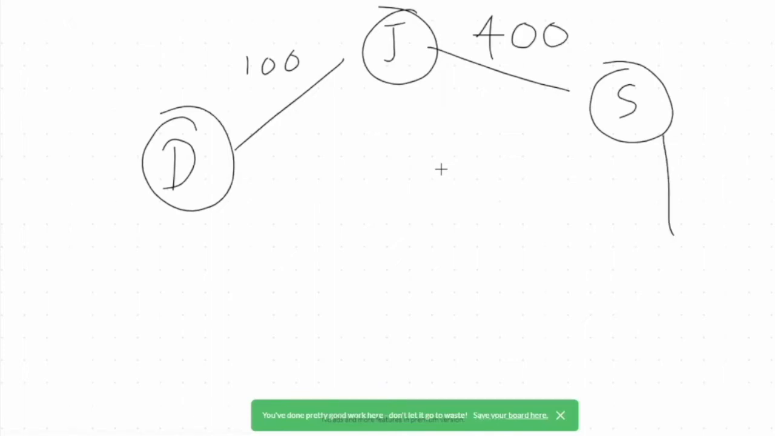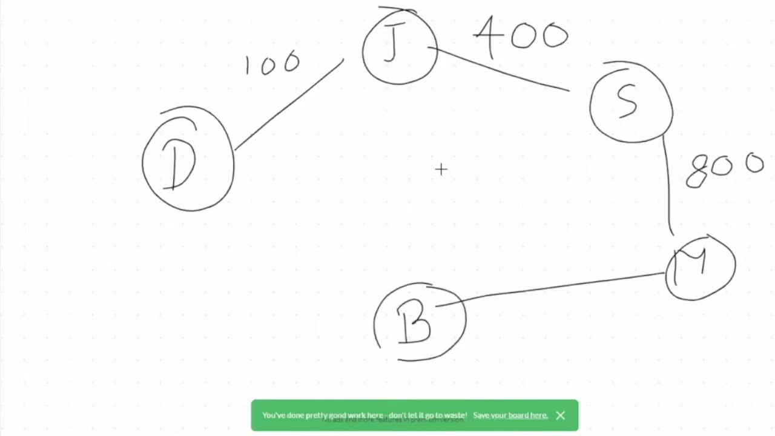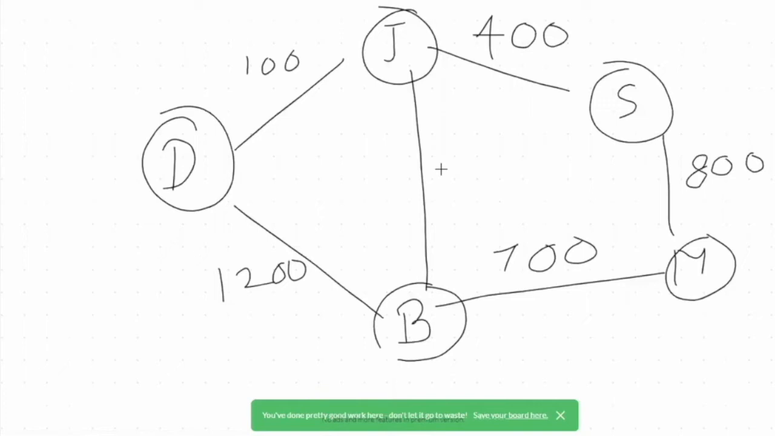From Satna to Mumbai, there is a road connectivity. You can say it's 800 kilometers. And from Mumbai to Bangalore, there's a road connectivity. That's again 700 kilometers. And from Bangalore to Delhi, there's again road connectivity, maybe 1200 kilometers. And from Jaipur to Bangalore, there's also a road. You can say 400 kilometers.